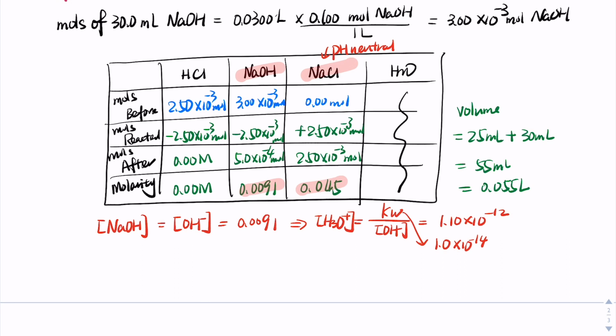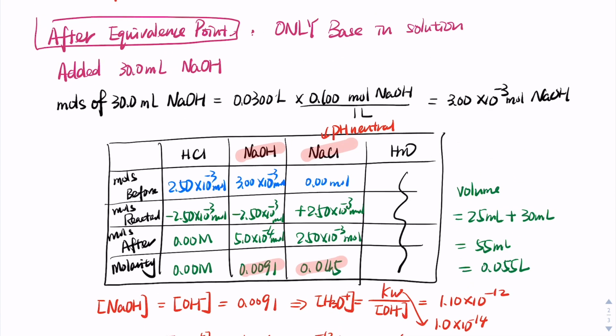So you do the division, and then you get the concentration of hydronium ion, and then the pH will be the negative log of the hydronium ion, the negative log of 1.10 times 10 to the power negative 12, and that gives us 11.96. And this should make sense to you. Remember, we said after the equivalence point you only have base, so this pH is going to be bigger than 7, and when you have the strong base, it's going to be quite close to a higher value. So that should make sense to you.